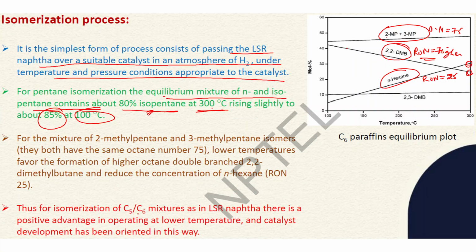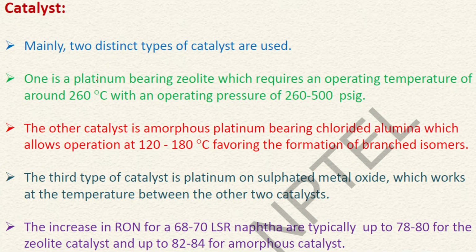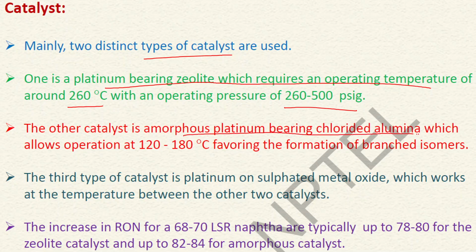Thus, for isomerization of a C5-C6 mixture as in LSR naphtha, there is a positive advantage in operating at lower temperature, and catalyst development has been oriented that way. Coming to what kind of catalysts are used for isomerization, two different types are used. One is platinum bearing zeolite, which requires an operating temperature of around 260 degrees C and pressure of 260 to 500 PSIG. The other is amorphous platinum bearing chlorided alumina, which operates at a lower temperature of 120 to 180 degrees C and favors the formation of more branched isomers.